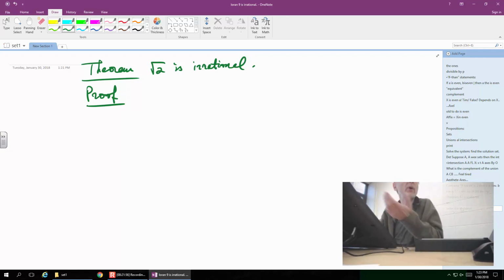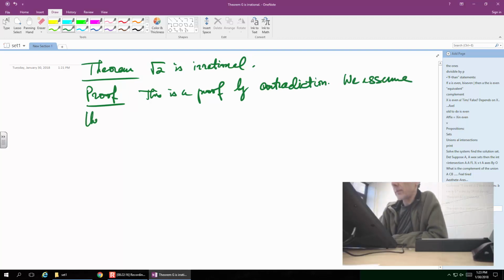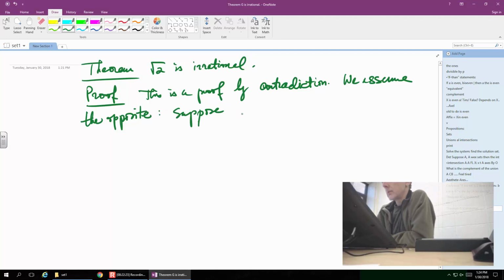we want a contradiction. So the words that you start with are, assume the opposite. You can just say this is a proof by contradiction. We assume the opposite. Suppose square root of 2 is rational.